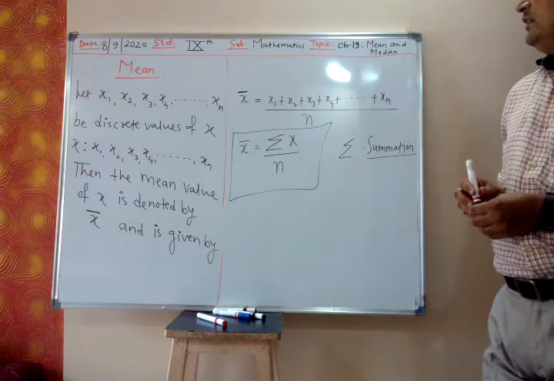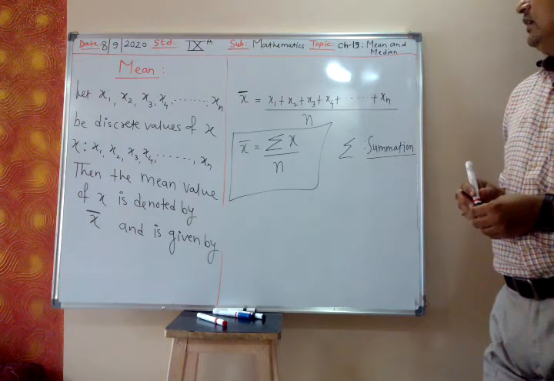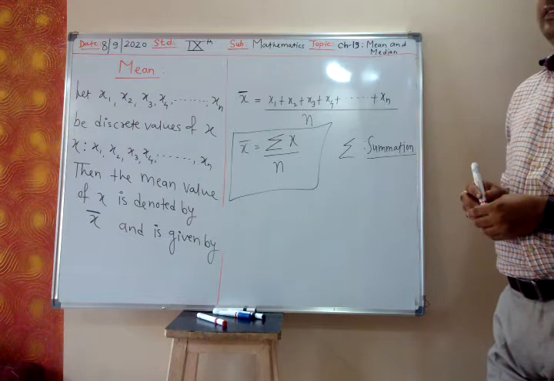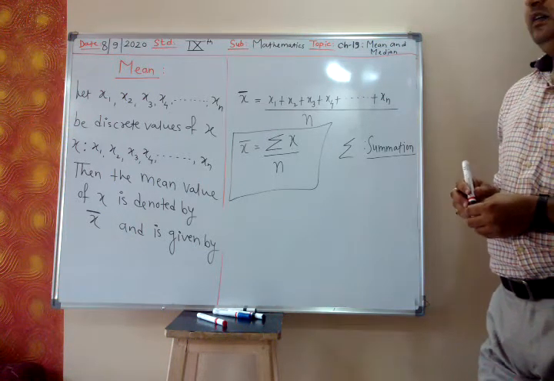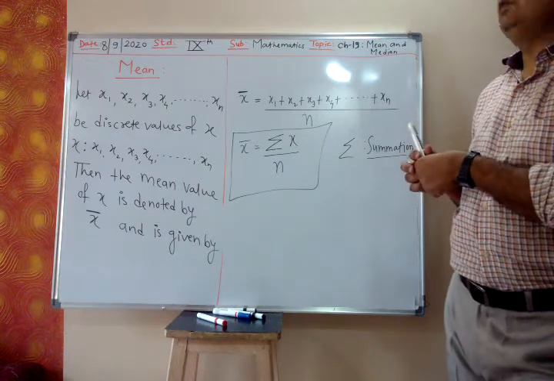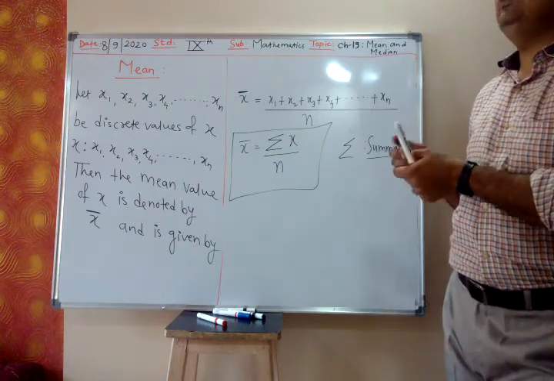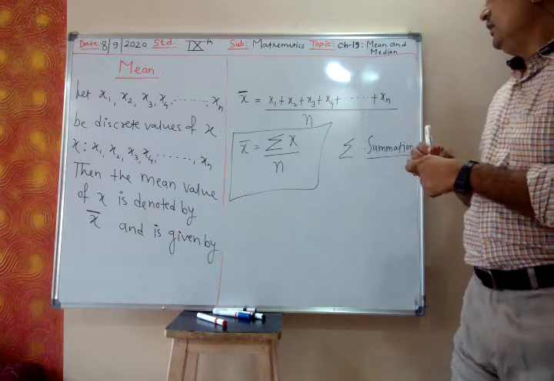So the mean is summation x upon n. Summation x means you add all the values of x.